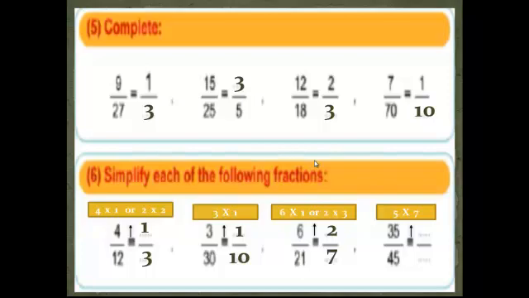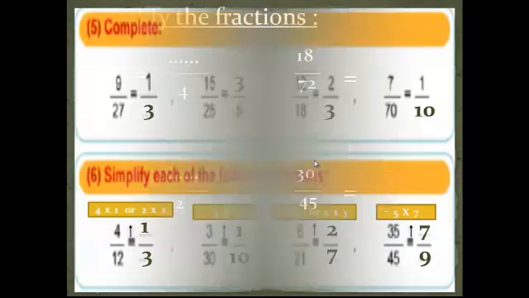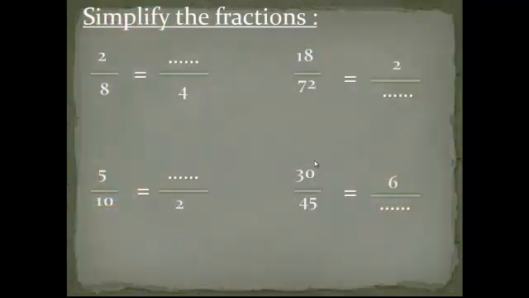Divide 5 up, divide 5 down. 35 divided by 5 is going to be 7. And 45 divided by 5 is going to be 9. Okay, simplify these fractions. 2 over 8 equals space over 4. Okay, the 8 here becomes 4, so it becomes smaller. As it becomes smaller, this means we are going to divide. Okay, 8 divided by what equals 4? 8 divided by 2. So we are going to divide up by 2 and down by 2. 2 divided by 2 is 1.